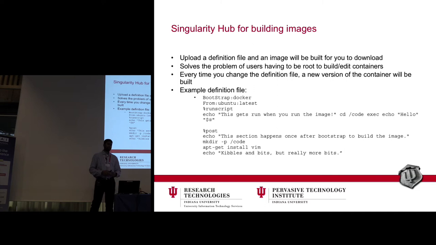So this is basically a workaround for people who don't have their own Linux system where they can build their own containers. Instead of having your own system and building stuff there, you commit a file to GitHub, and then the image file gets built on Singularity Hub, and then you download it. It works really well, and it's very clever, and I've used it a bunch of times.